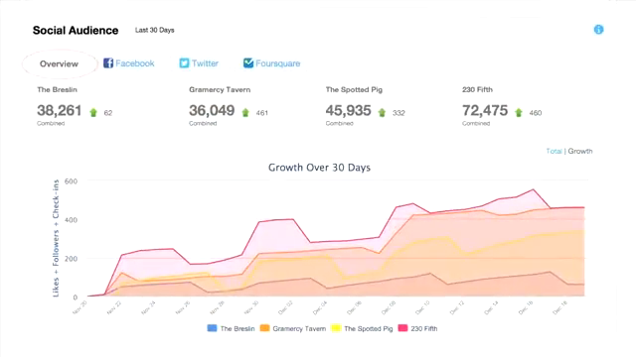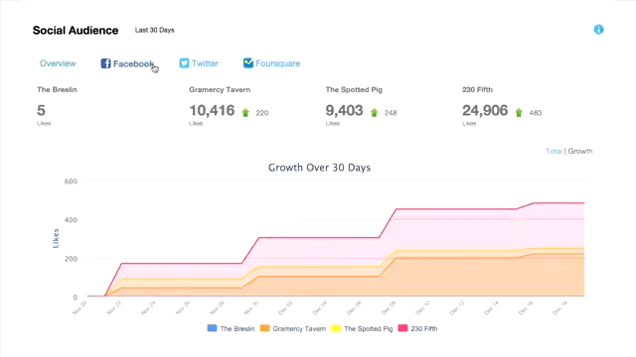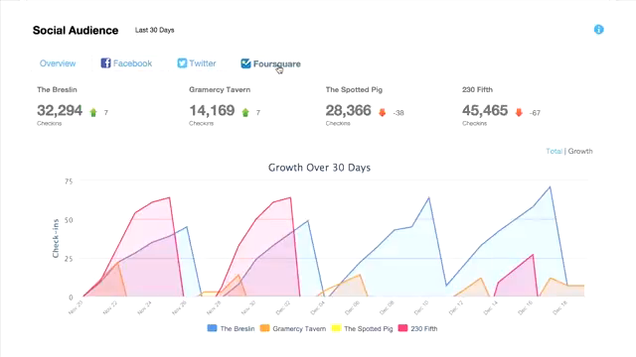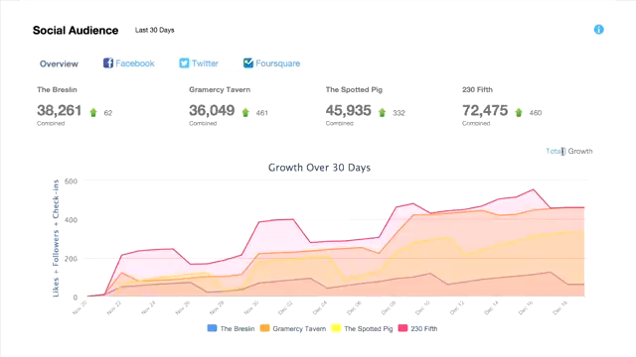The Overview tab depicts a general social media graph for you and your competitors. This is calculated by adding together each business's Facebook likes, Twitter followers, Foursquare check-ins, and illustrates the results on this graph. You can also monitor each business's performance on individual social sites by navigating through the tabs. You can track the total social audience and social audience growth by toggling between the total and growth links on the top right corner of the graph.